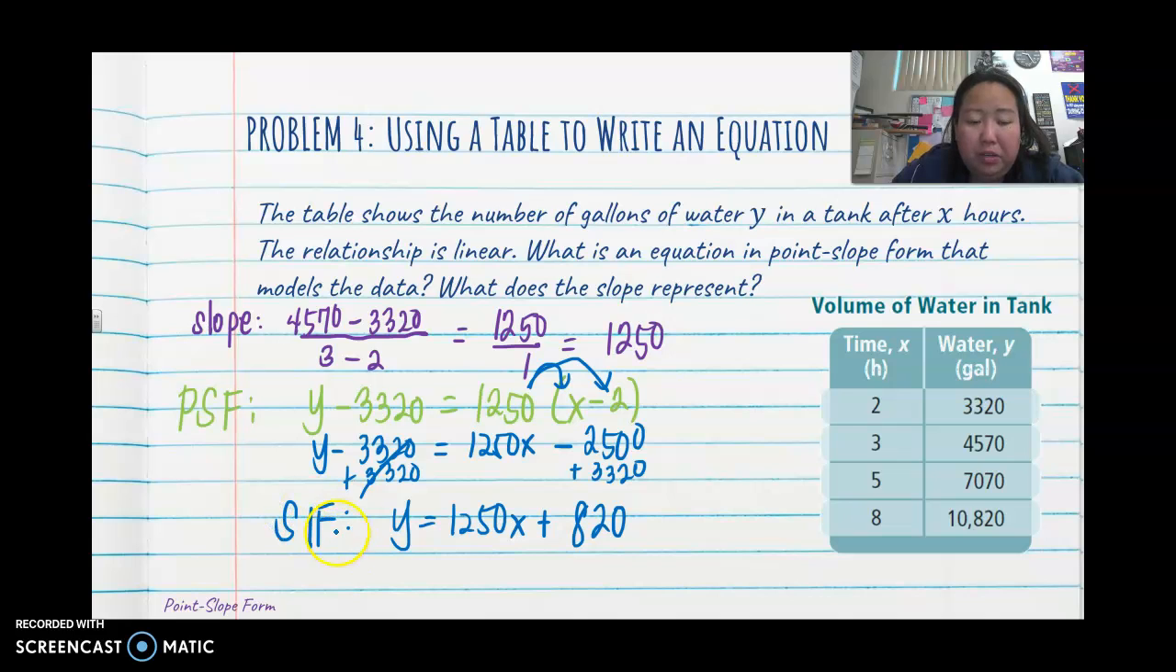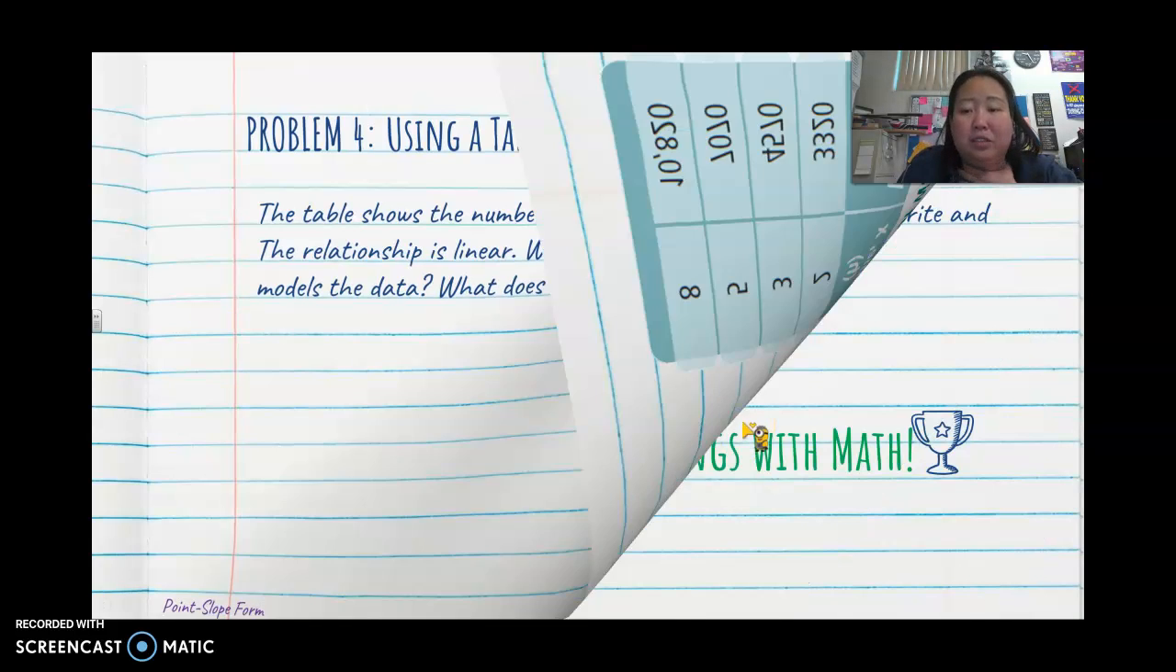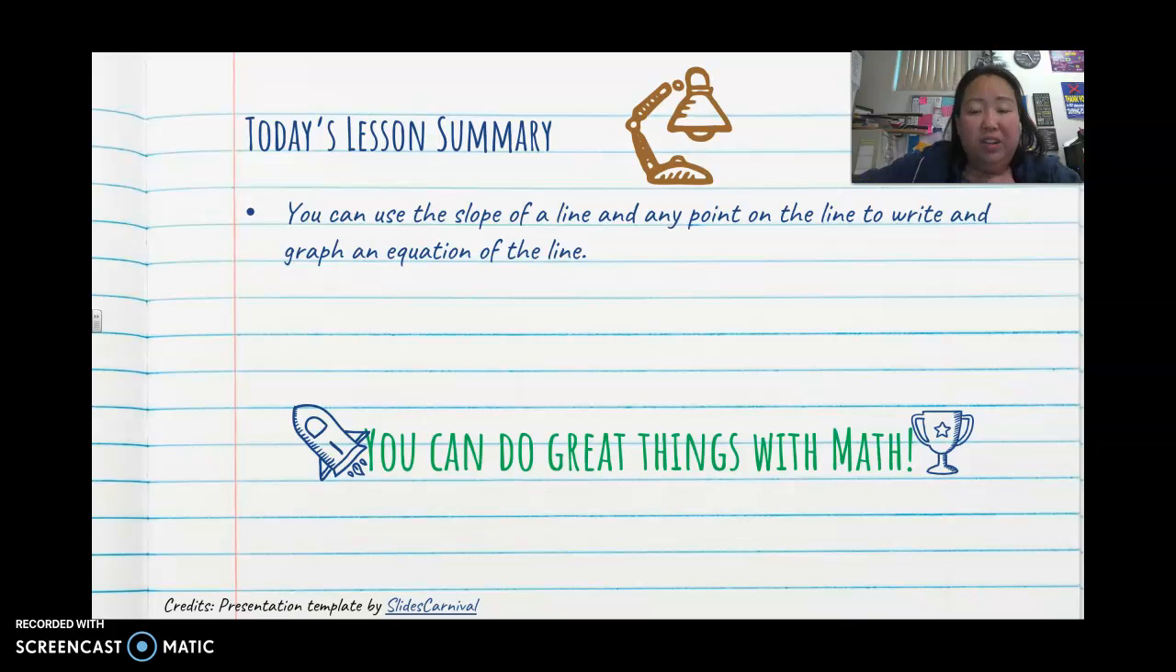Again, remember, to get slope intercept form, you simply simplify your point slope form. This is the point slope form, so just be flexible as to what Math Excel would like you to write. Is it in point slope form or in slope intercept form? To summarize, you can use the slope of a line and any point on the line to write and graph the equation of a line. Thank you.